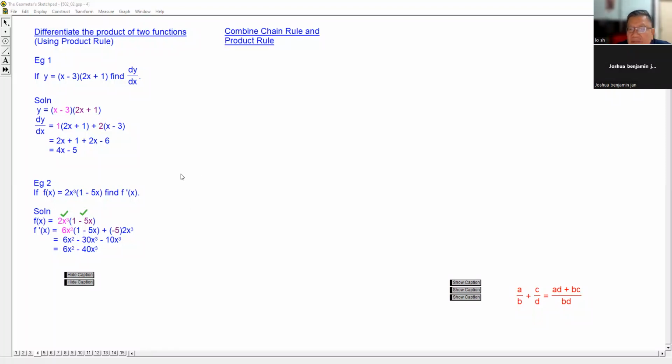So to make it easy for you, I put two different colors there. One pink color and one brown color. You differentiate the pink color, you keep the brown color. Then you differentiate the brown color, you keep the pink color. Don't do anything to it. Just copy exactly the same. After that, you add up the two terms. That will be the answer.